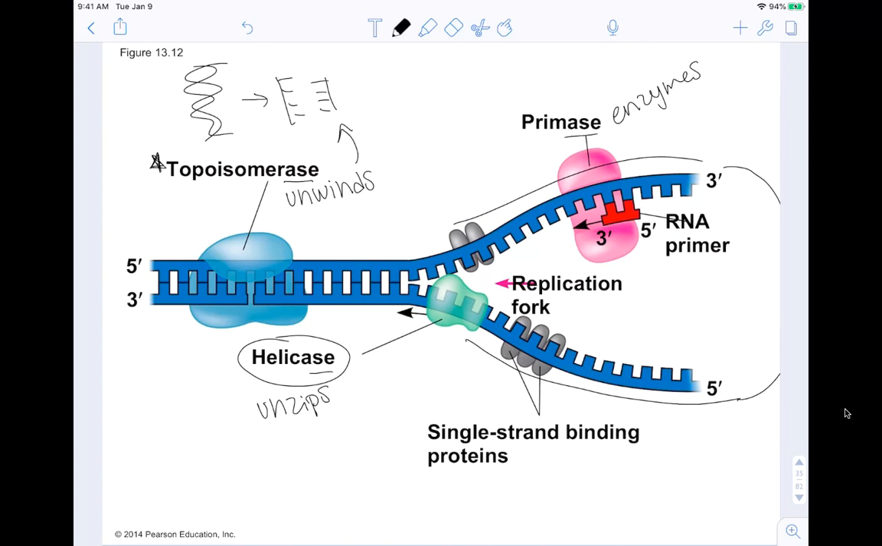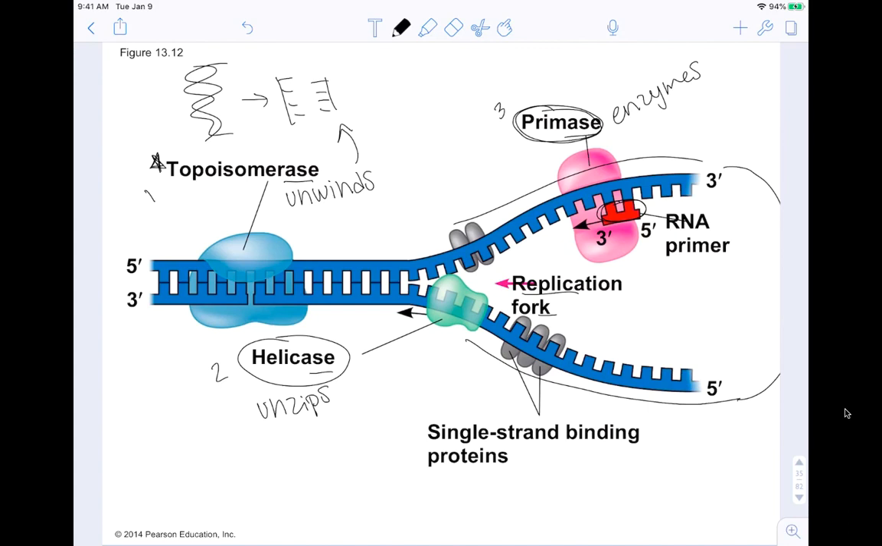Okay, so primase is going to lay down a primer of RNA. So that's what this little red guy is right here. So this is an RNA primer that is laid down by primase, and we'll talk about that in a little bit. But this whole picture is an example of a replication fork. And so far we've talked about topoisomerase and how it unwinds DNA. Then helicase is going to unzip the DNA. So you have two separate strands. And thirdly, primase is going to lay down an RNA primer.